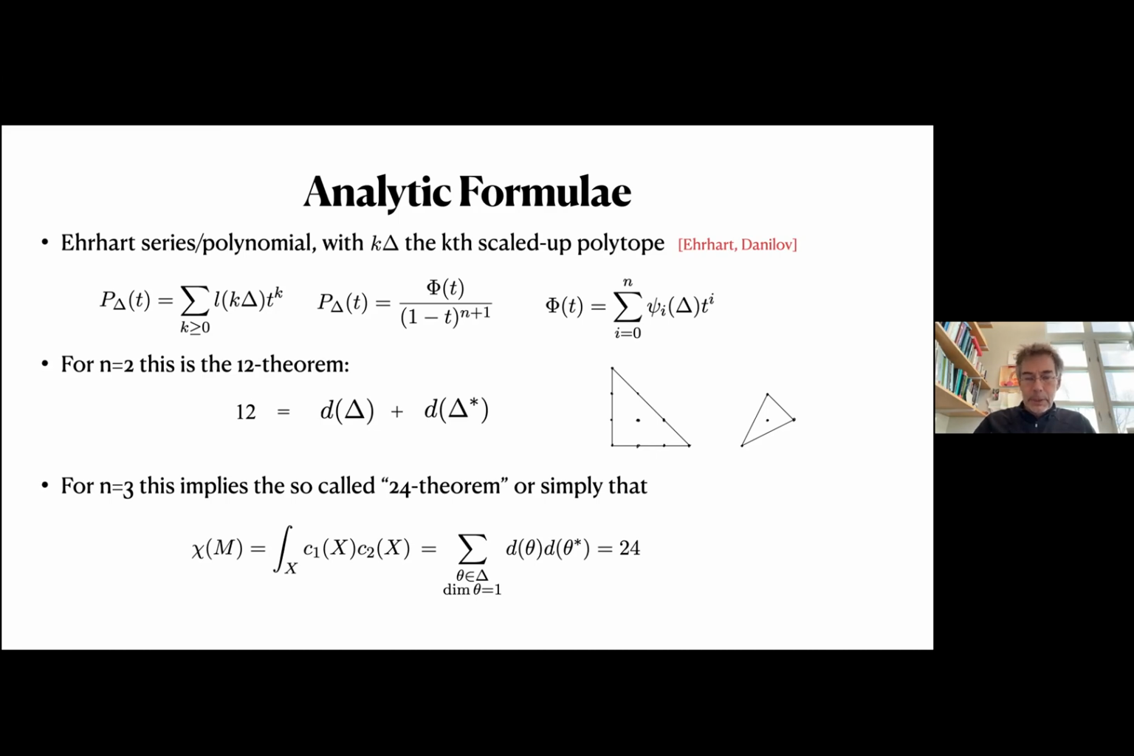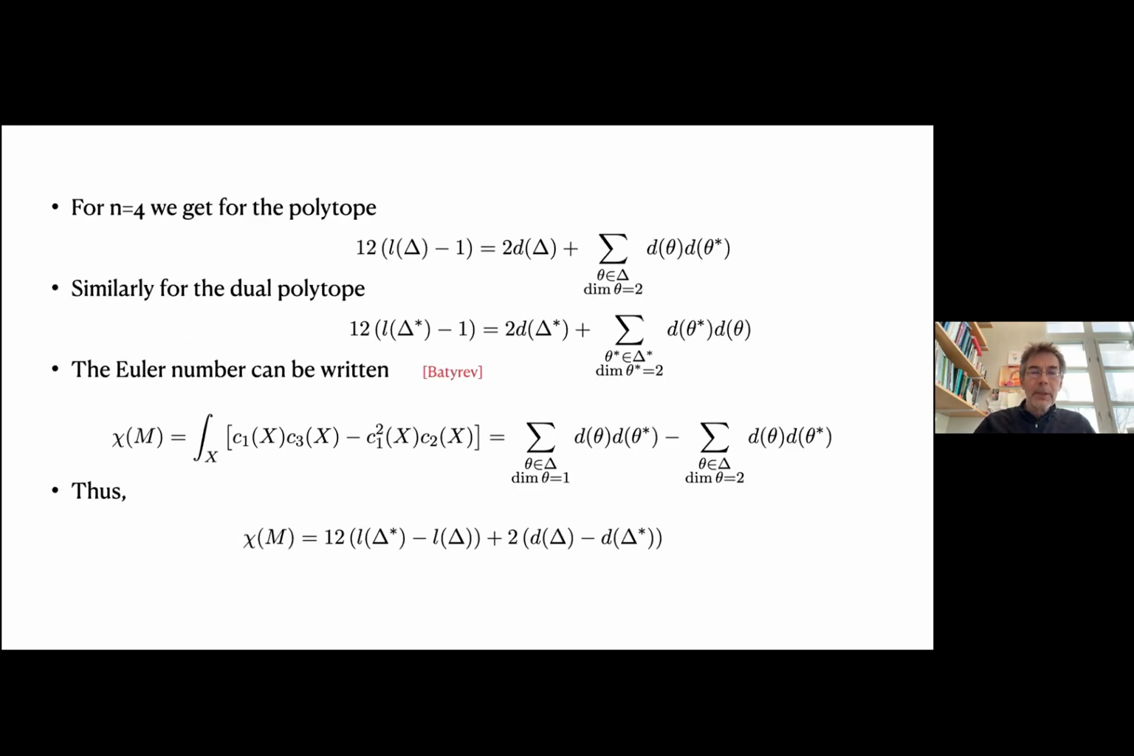So 9 plus 3 is 12, and that can be explicitly checked for, of course, all the 16 reflexive polytopes. Now in n equal to 3, there's something called the 24 theorem, which is the statement essentially that the Euler number of the manifold is 24. And that takes this form here.